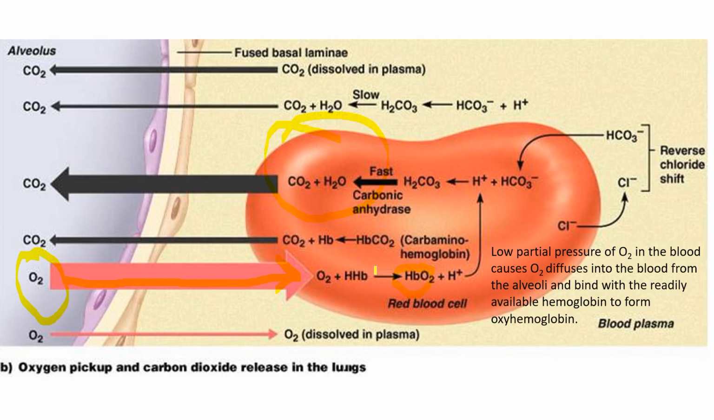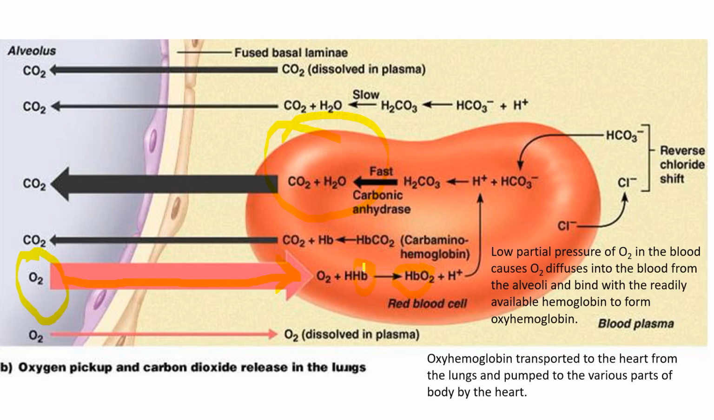This is the hemoglobin. Now HHb means hemoglobinic acid. Now, oxyhemoglobin is transported to the heart from the lungs and pumped to the various parts of the body by the heart. So now, the presence of oxygen here in the red blood cell, what happens? It will cause the dissociation of hemoglobinic acid into hemoglobin and hydrogen ions. So the oxygen will bind with the hemoglobin to form oxyhemoglobin, with a byproduct of hydrogen ions here.